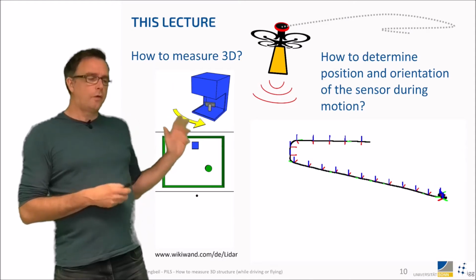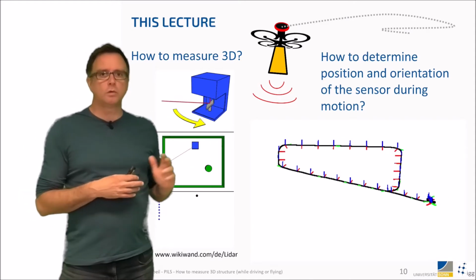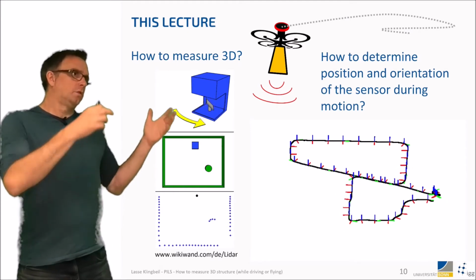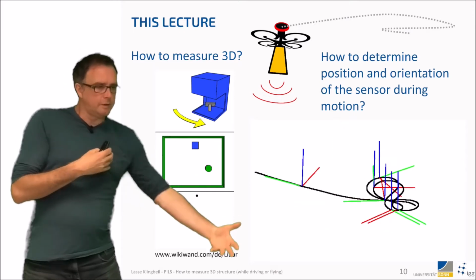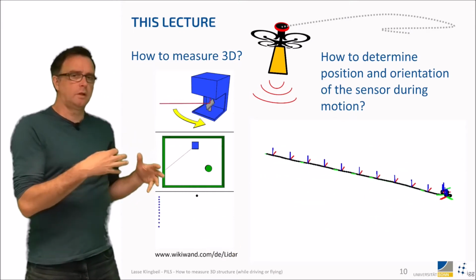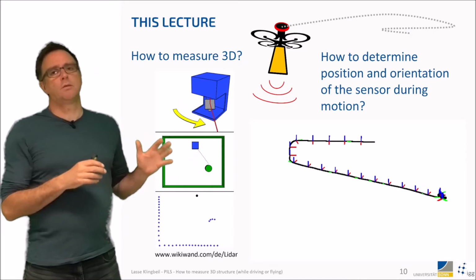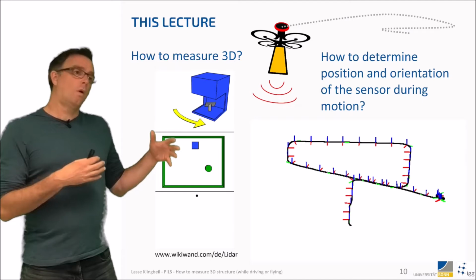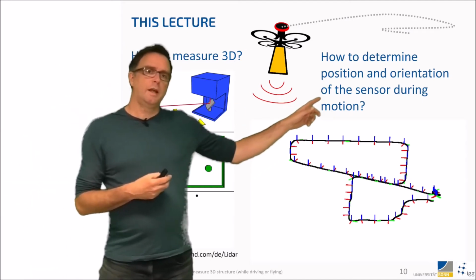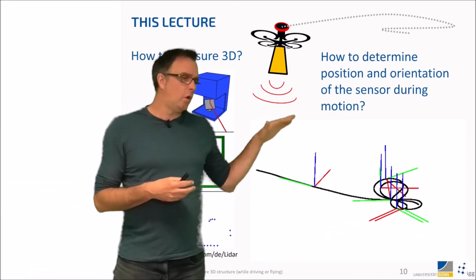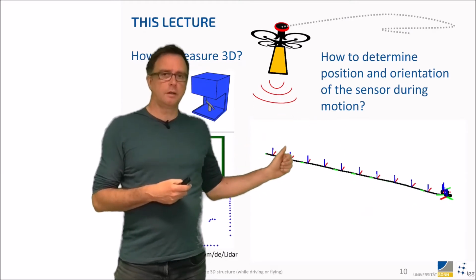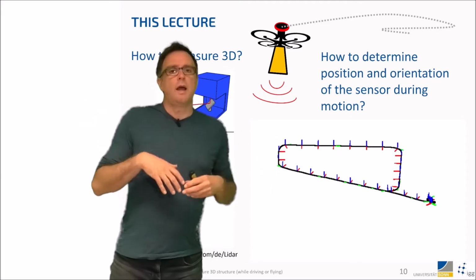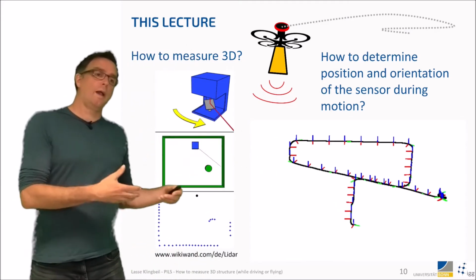Okay, so we have two parts here. The first part is how to measure 3D. So what exactly are the options to get this information, the distances, and how to measure three-dimensional information, not necessarily while I'm moving or flying, but just in general. And the other part of it is, because we move or fly, we need to know the exact position and orientation of the sensor the whole time it is measuring. And this is the second part of today. I want to explain a little bit how this works. And then you can see how this comes together and how we can measure 3D structure while we fly or move.